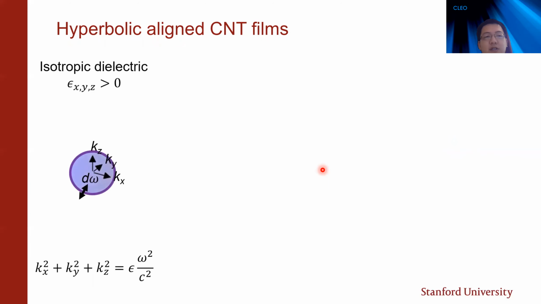So what exactly is a hyperbolic material? In a regular isotropic dielectric material, the three principal components of the dielectric tensor are positive and equal. So this is the equation of the dispersion relation. It means in momentum space, the isosurfaces are a series of spheres.